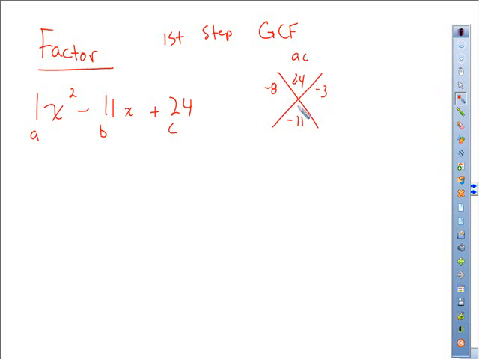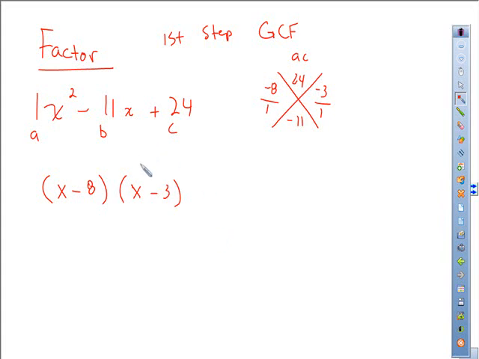Just double check to make sure. If you multiply these two, do you get positive 24? Yes. If you combine them, do you get negative 11? Yes. Now we need to divide by our a value. Our a value in this case is 1, so we're dividing by 1. Can you reduce the fractions? Nope. So we go straight to your factors. If you have 1 down here, that means that's 1x, or x, minus 8. And then you have a 1 right here, that means that's 1x, or x, minus 3. And then you're done.